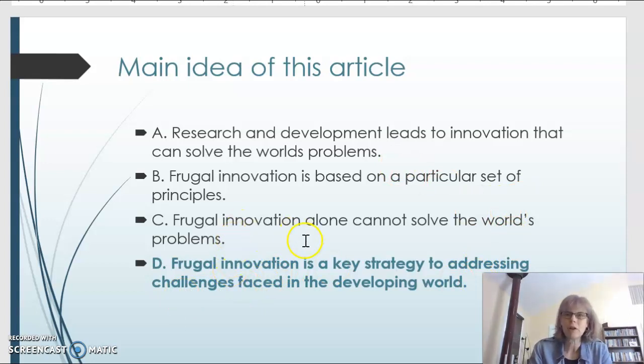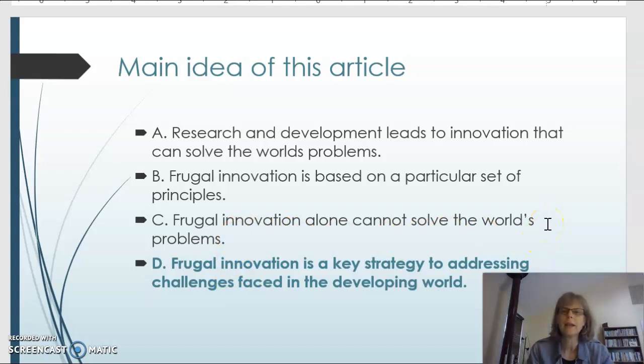C, frugal innovation alone cannot solve the world's problems. Okay, that's not the main idea. In fact, the article ends with a much more optimistic point of view, right? And it's basically saying it's a really important tool. And that's why I chose D as a good main idea sentence.